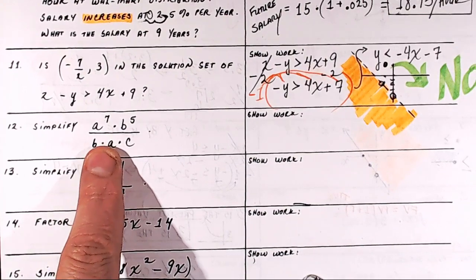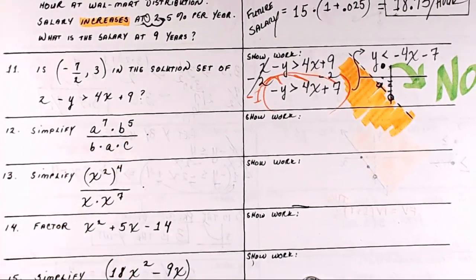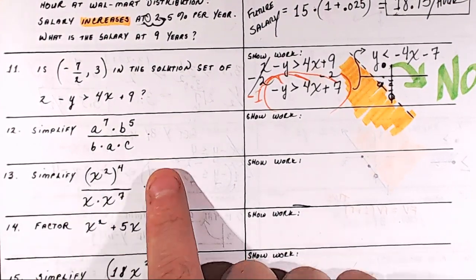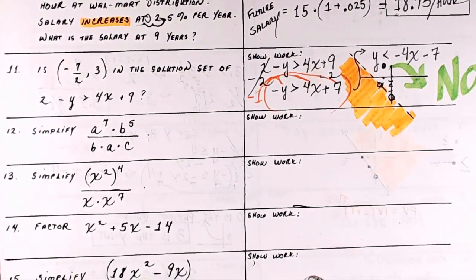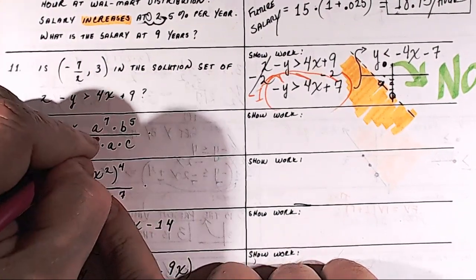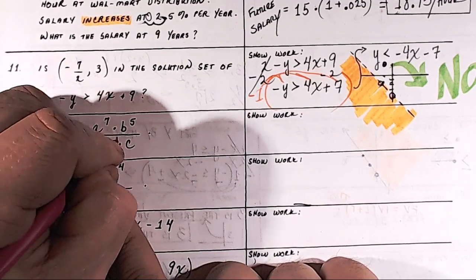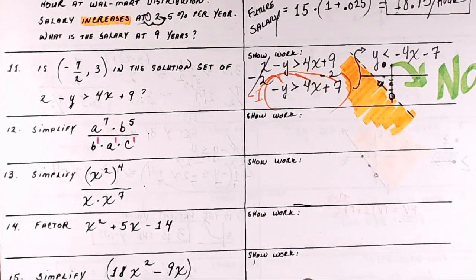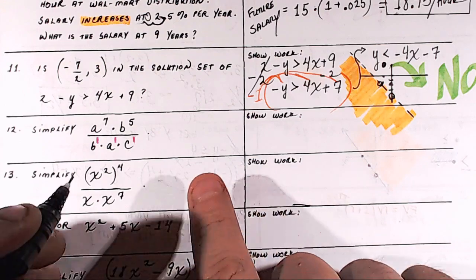Now we're going to simplify this, and we're going to use the quotient rule. The first thing we're going to do to make this easier on ourselves is remember that letters that are by themselves have an unwritten exponent of 1. So in the denominator, we'll start by putting 1s there so we don't make silly mistakes. Now let's group. So I know when I divide, I subtract the exponents. When I divide, I subtract the exponents.